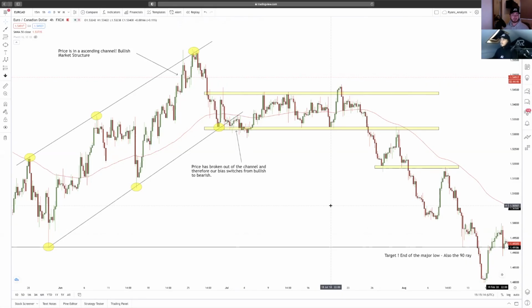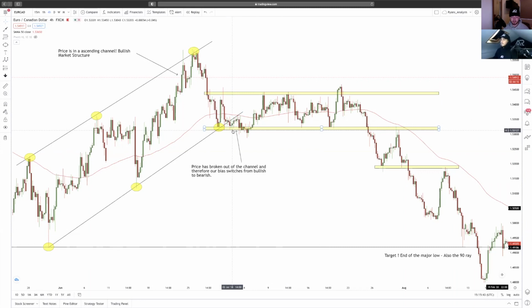Right guys, I'm going to run through EUR/CAD, which was a trade back in July 2018. To start off with, we can see in May 2018 that price started to form a bullish market structure. This was shown with the ascending channel which we were in. As you see, price was making higher highs and higher lows, and we were just moving in an upward trend, which was shown in this ascending channel.